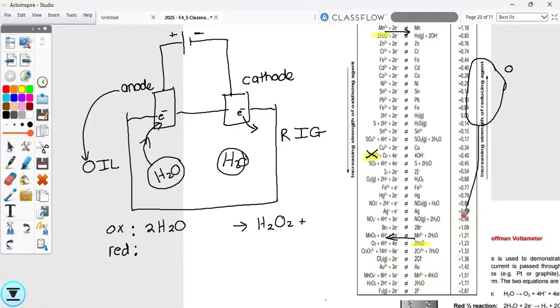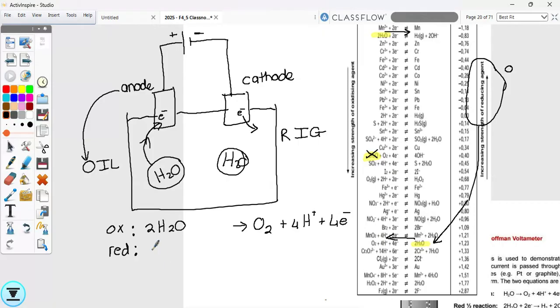Exactly. It is that one. I even marked it there. Yes, so that's the one we're going to write down, not the one at the bottom. So 2H2O is going to form O2, and that's why I said earlier it's the test for oxygen that you're going to use here. So that's going to be O2 plus 4H+ plus 4 electrons. Absolutely. So that's your oxidation half reaction.